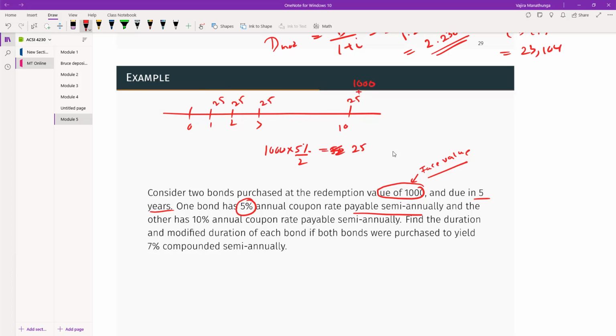And then 1,000. Then the other bond is the same, but you have a different coupon rate. Redemption value is 1,000, but the coupon is 10%. So for this one it's 1,000 times 10%. Again, that's a nominal rate, so it's 50. The rate is 7% compounded semi-annually, so if I divide it, it's going to be 3.5. For 6 months, the effective rate is 3.5.